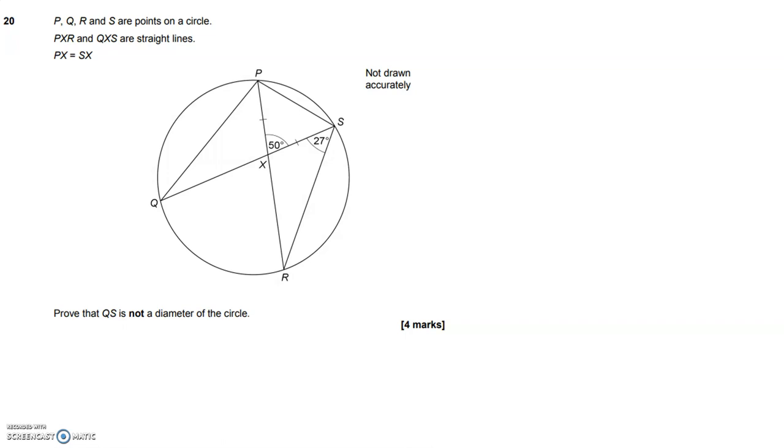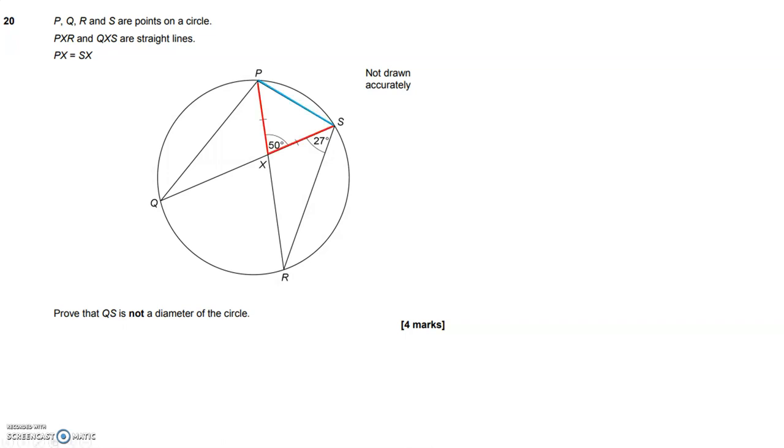You've also got two angles, 50 degrees and 27 degrees, which they haven't mentioned in the words of the question there. Okay, and what do I have to do? I have to prove that QS is not a diameter of the circle. How am I going to do that? Well, let's have a look at it.